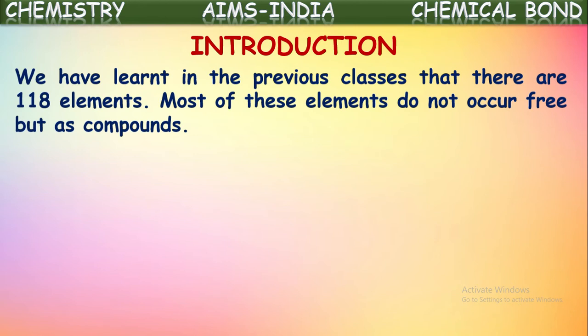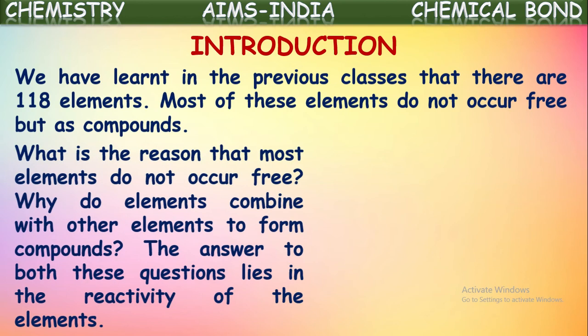We have learned in the previous classes that there are around 118 elements discovered so far, isn't it? Most of these elements do not occur free but as compounds. Out of these 118 elements, very few exist in the free form in the earth's crust. But many of them do not occur in the free state, but occur as compounds.